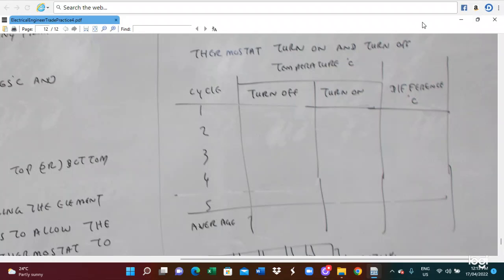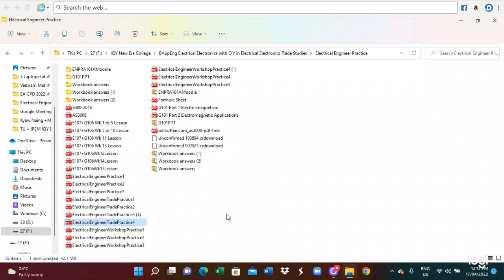So then this is for trade 2. Trade 1 is electrical workshop practice, which we are talking about.